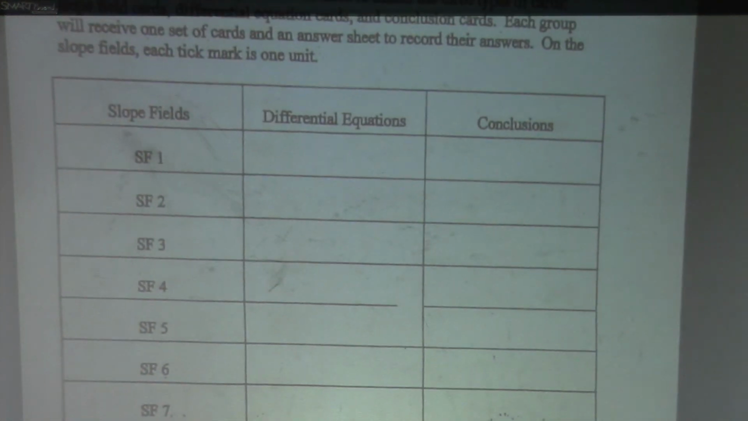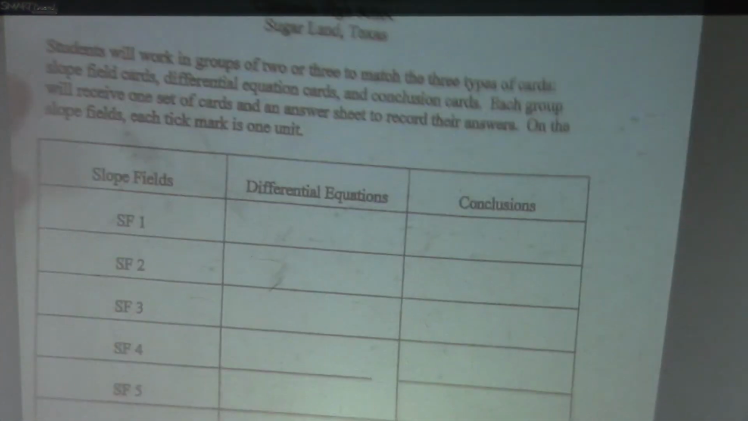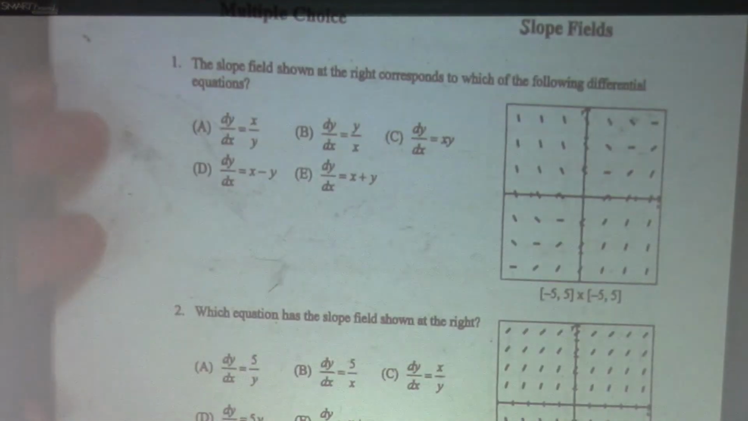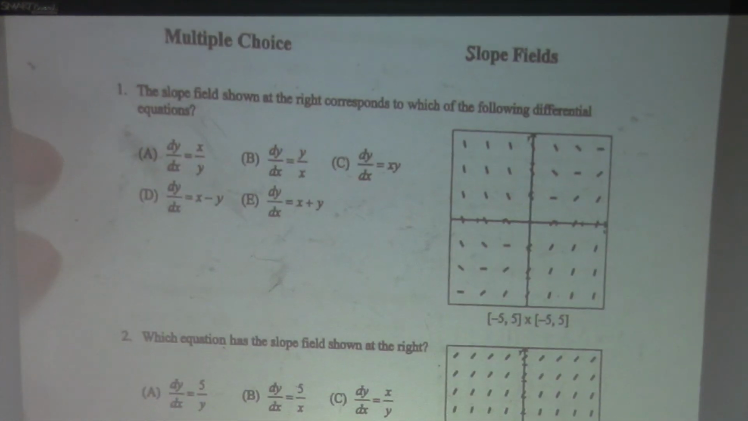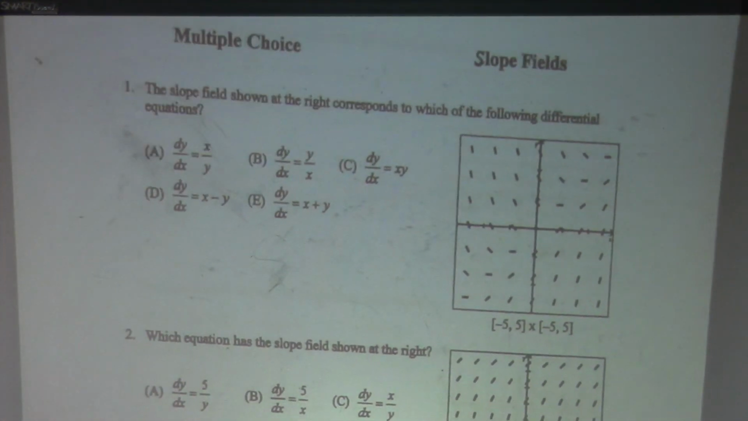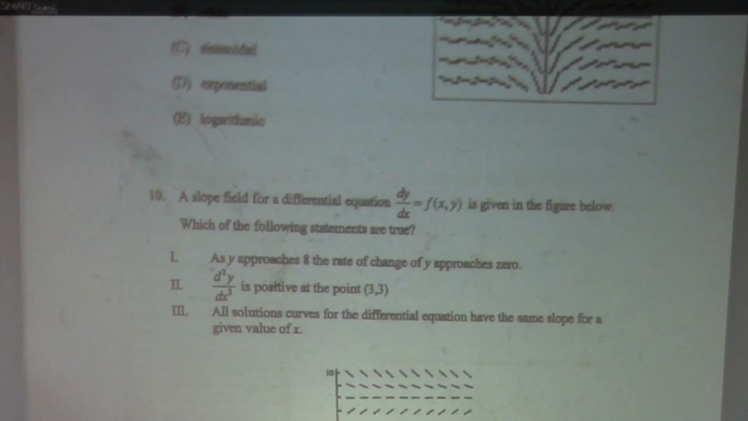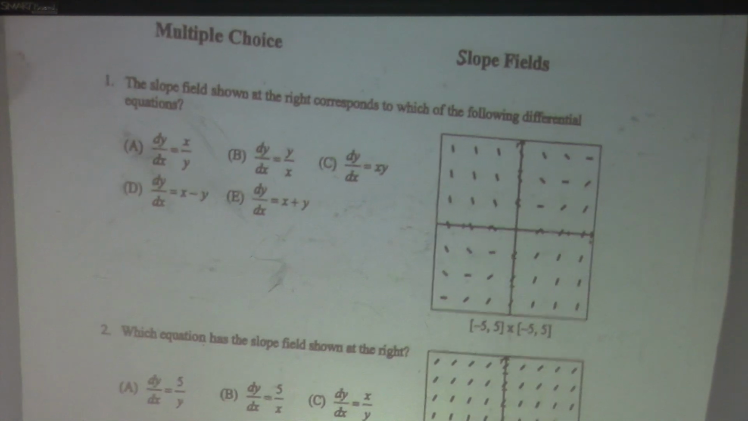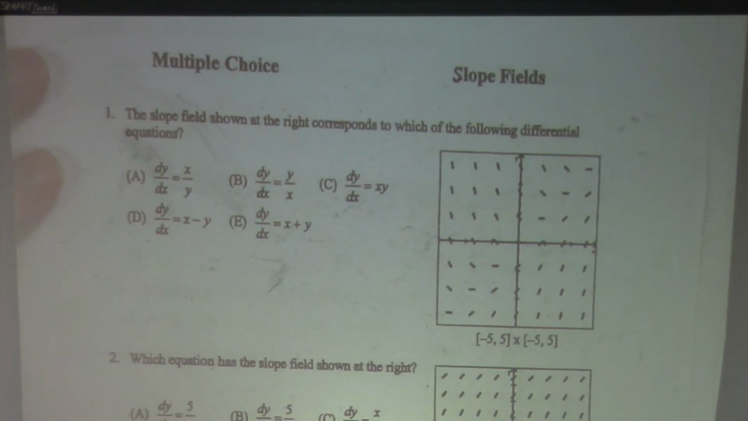So that is your classwork activity. And now let me show you what your homework is going to be that will be due next week. Right after this slope field card match game is slope field multiple choice. This is several pages, however it's just 10 problems. It covers 4 pages though. 10 multiple choice problems related to slope fields. And that is the homework due next class.